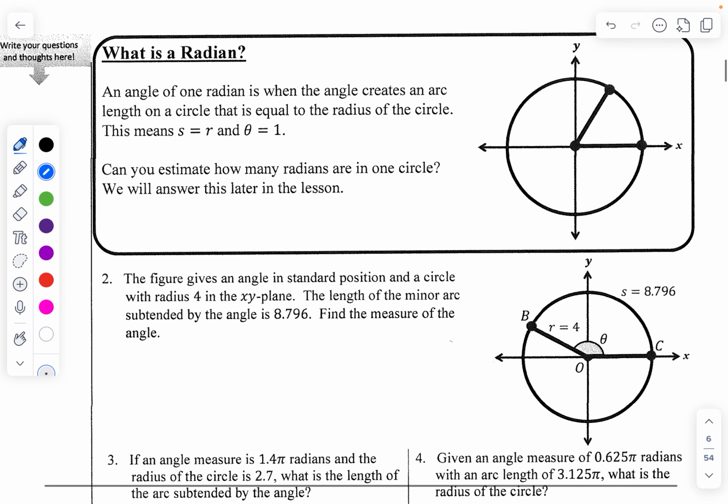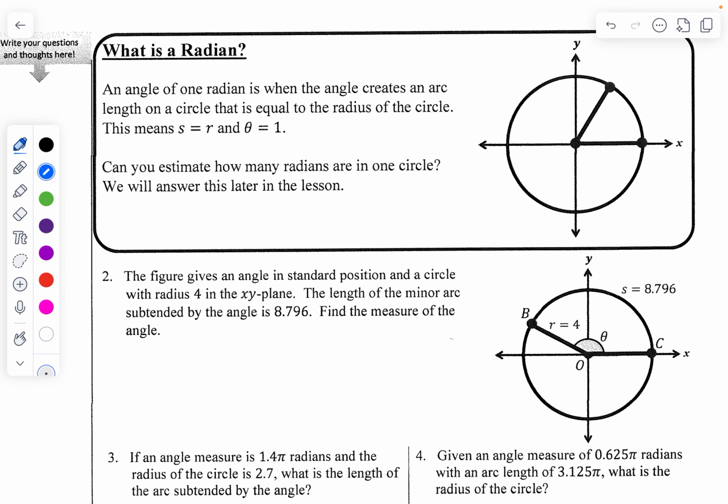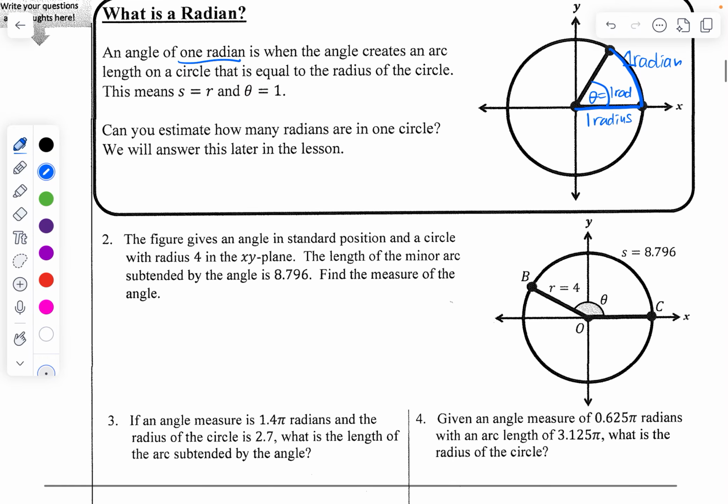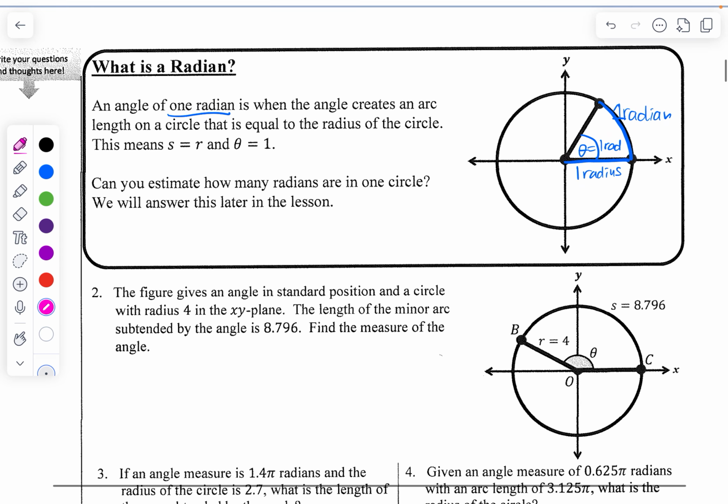So what is a radian? We know that a radian is when one radius of the circle is on the circle. So this is, remember, 1 radius, and this is 1 radian. And that's because it's on the circle. So if we're measuring in radians, this theta equals 1 radian. Okay, and the arc that it intercepts or is subtended by is also 1.